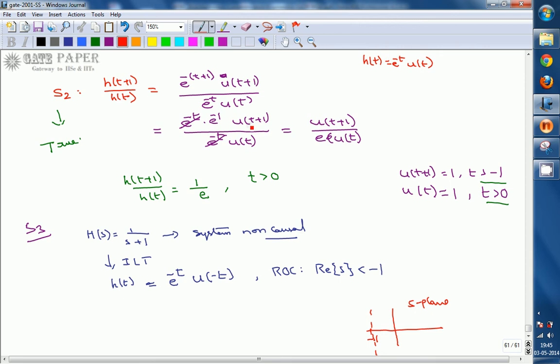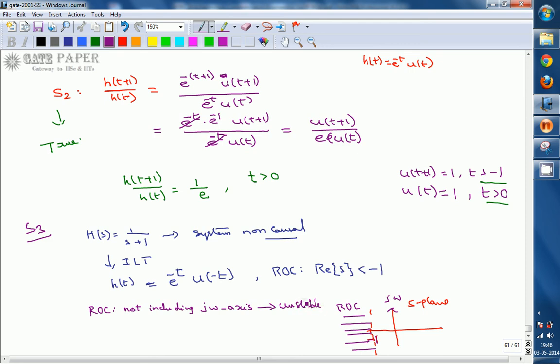The ROC is less than minus 1. We can observe that this is the j omega axis, and the ROC does not include the j omega axis, so we can say that this is unstable.